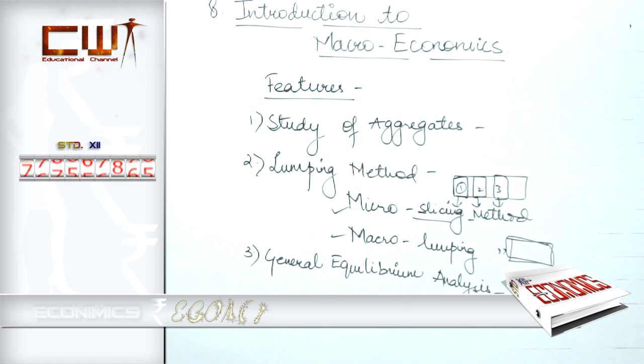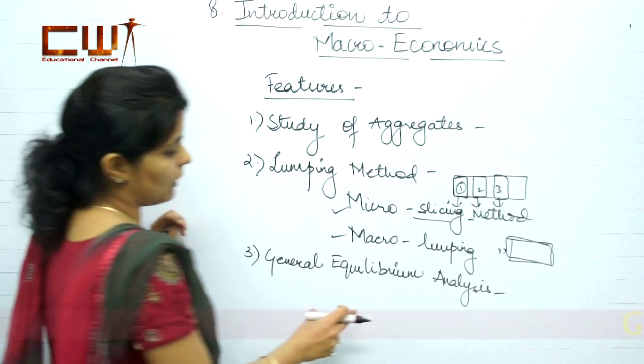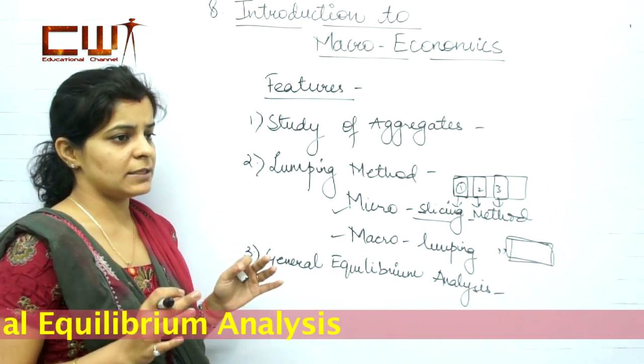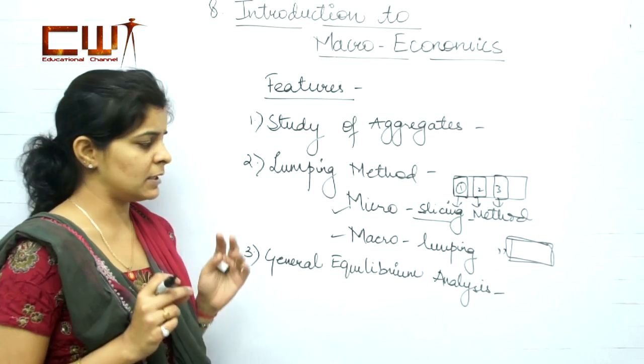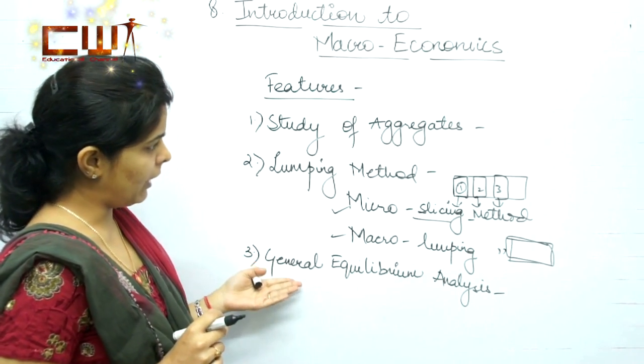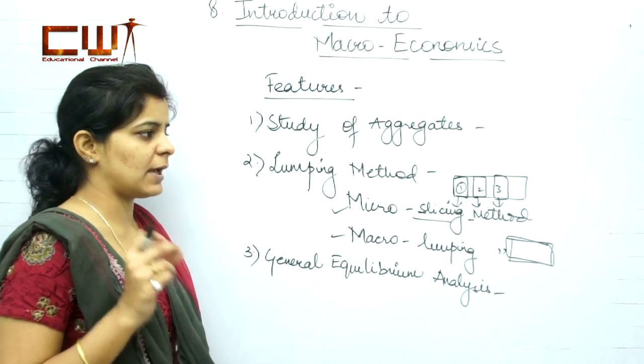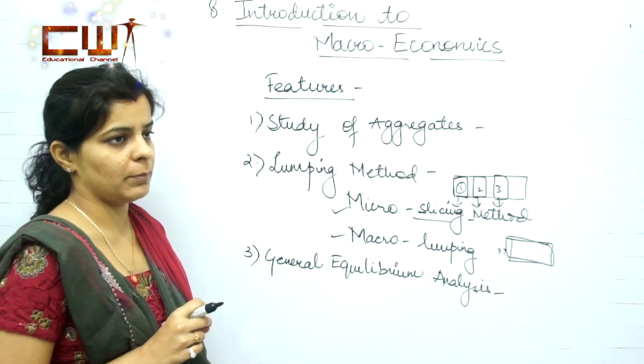General equilibrium analysis: macroeconomics is concerned with the behavior of aggregates and their interdependence. It is a general equilibrium analysis in which everything depends on everything else. See, a change in income level may result in a change in savings and influence everything. You have to have general equilibrium. How do you determine equilibrium? When you study micro, it is demand and supply, that is, market demand and market supply. But when you study macroeconomics, you have aggregate demand and aggregate supply, and where they intersect, you find the general equilibrium.